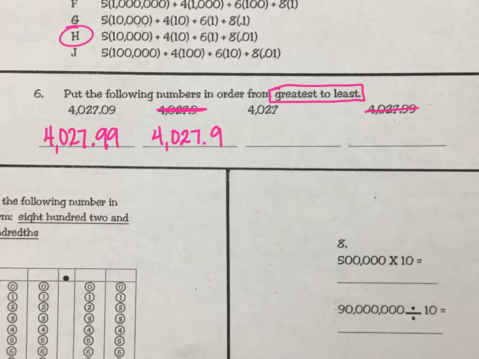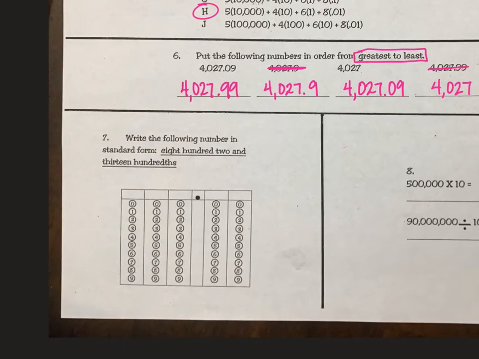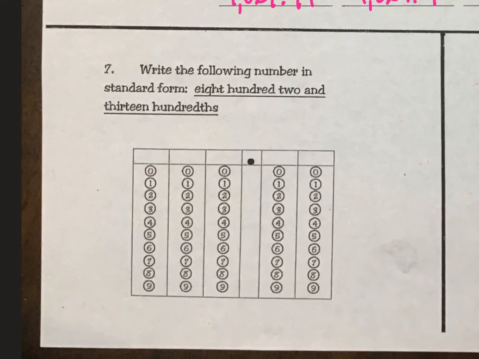What would come after that, Maddie? 4,027 and 900. So 4,027 and 9 hundredths, and then that leaves me with 4,027. That is the order from greatest to least. Good.